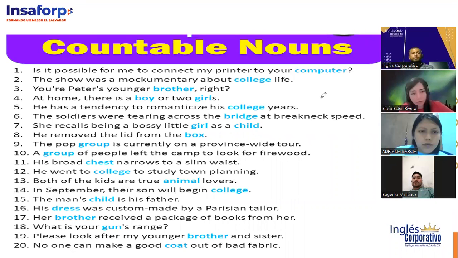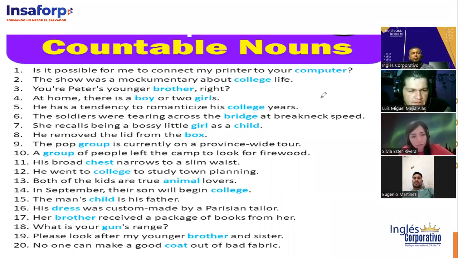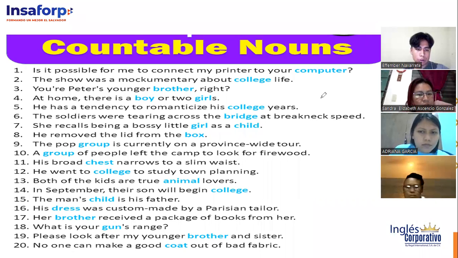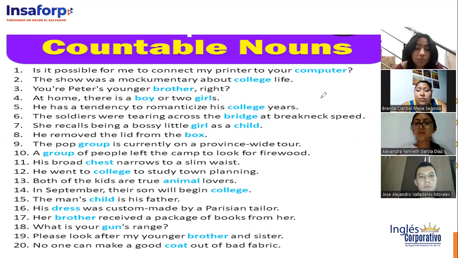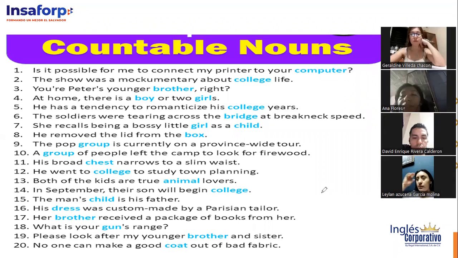Luis. The pop group is currently on a province-wide tour. Okay, Sylvia, next. A group of people left the camp to look for firewood. Sandra, firewood. Next. His broad chest narrows to a slim waist. Thank you. Adriana, next. He went to college to study trombone. Thank you, Alejandro. Next.